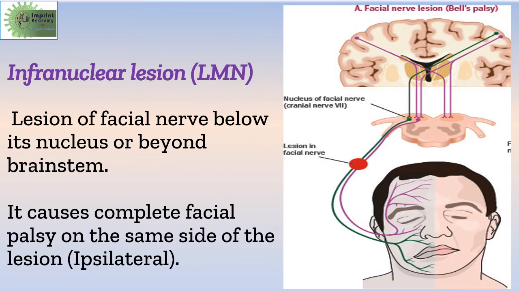Infranuclear lesion or lower motor neuron lesion occurs below the nucleus, or beyond the brainstem. This is the cerebrum and this is the section of the brainstem. On either side, you can see over here, this is the site of the facial nucleus. So, if a lesion occurs below the nucleus, it is called an infranuclear lesion. If this lesion occurs, the same side of the face is completely paralyzed.